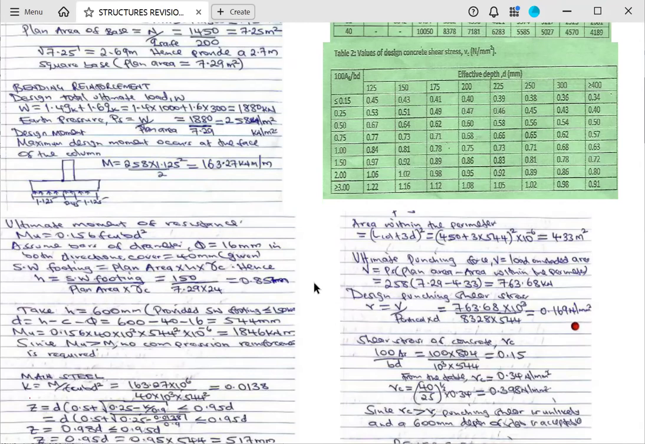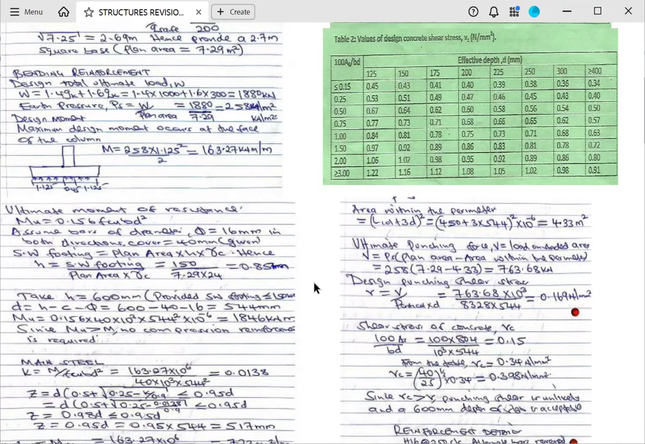For this case, you find Mu, the moment of resistance, is greater than the applied design moment, hence no compression reinforcement is required. Generally speaking, most of the times you find that a footing is a special slab, and we don't need compression reinforcement. Most of the time or all the time, the ultimate moment of resistance is more than the design moment.